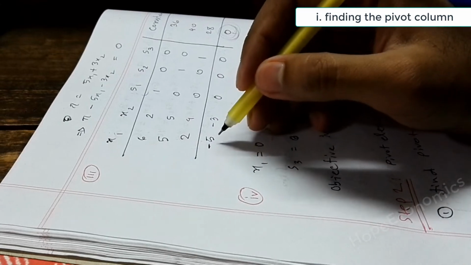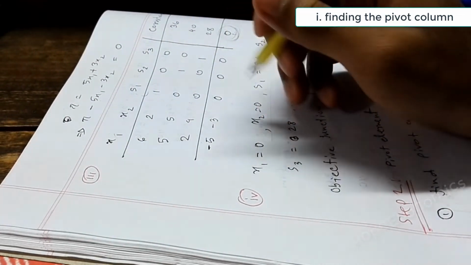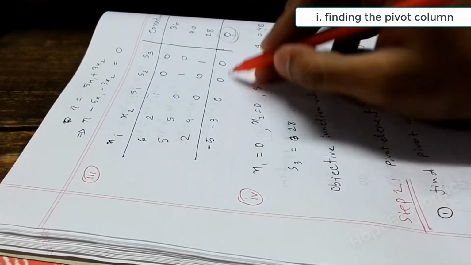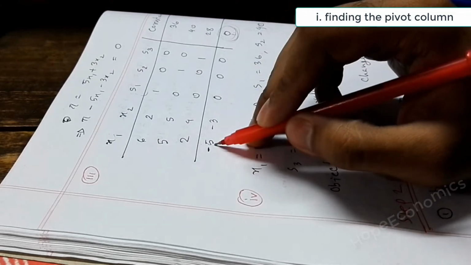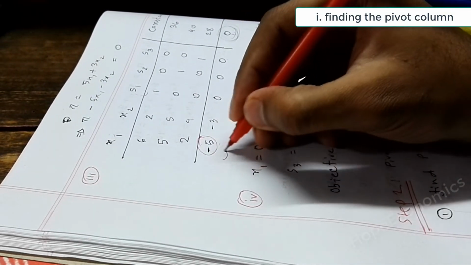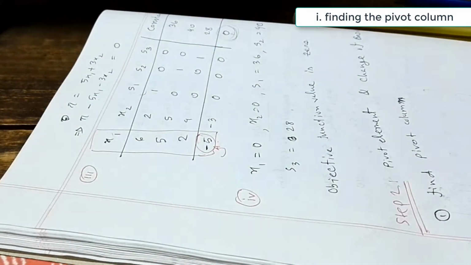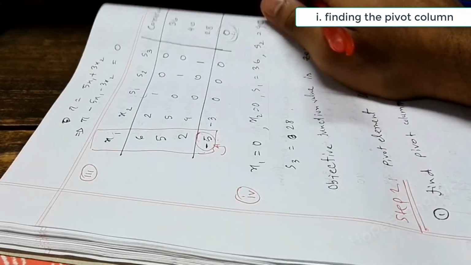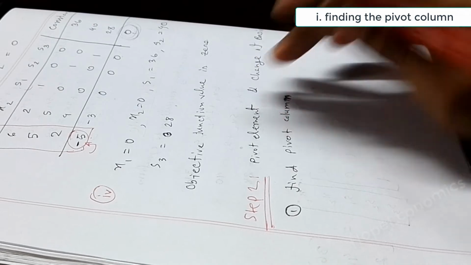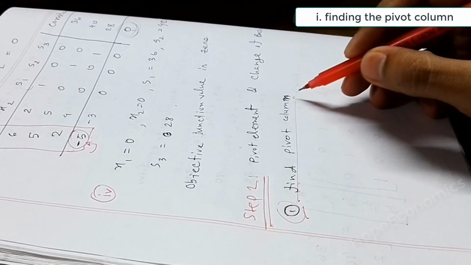The largest absolute value with a negative indicator will be considered as the pivot column. Like if you see here, 5, comparing with other elements, it's 0, 0, 0 and it's 3 and it's 5, and 5 has a negative indicator, so we consider it as our pivot column. So this is our pivot column. Okay, this was the first one, how we find the pivot column.